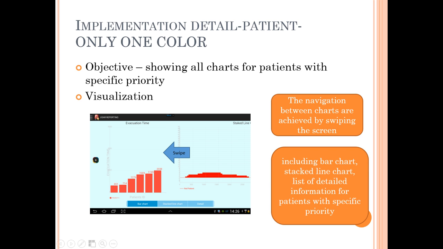Now let's look at the only one color part. In the only one color part, we don't need the pie chart anymore, so I substituted it with the detailed information for this color. So the only one color part includes bar chart, stacked line chart, and detailed information. All this layout can be switched by swiping the layout from the right to the left.